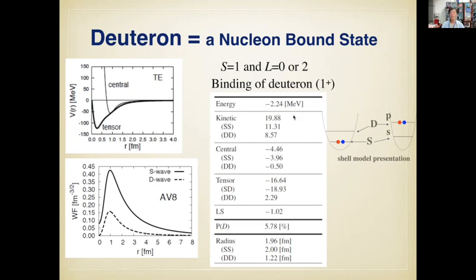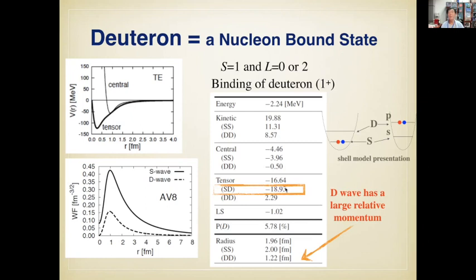Okay. But now, the interesting thing is that the tensor interaction comes from the D wave. We always say D wave, but it's not the D wave itself. It is the transition from S wave to D wave that gives the binding energy. So it's a transition energy that is giving the binding energy. It's a very important thing.